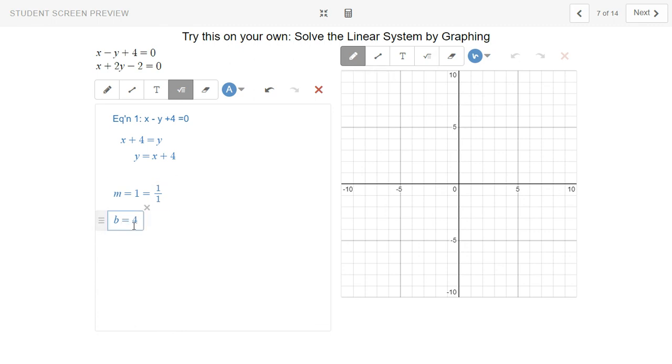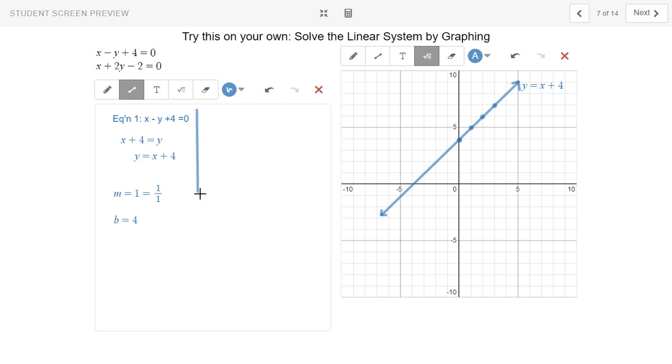Let's start always with our y-intercept. Then we're going to use the slope to give us the next points. Rise 1, run 1. Rise 1, run 1. Rise 1, run 1. All right, we have this line that we've extended. y is equal to x plus 4.